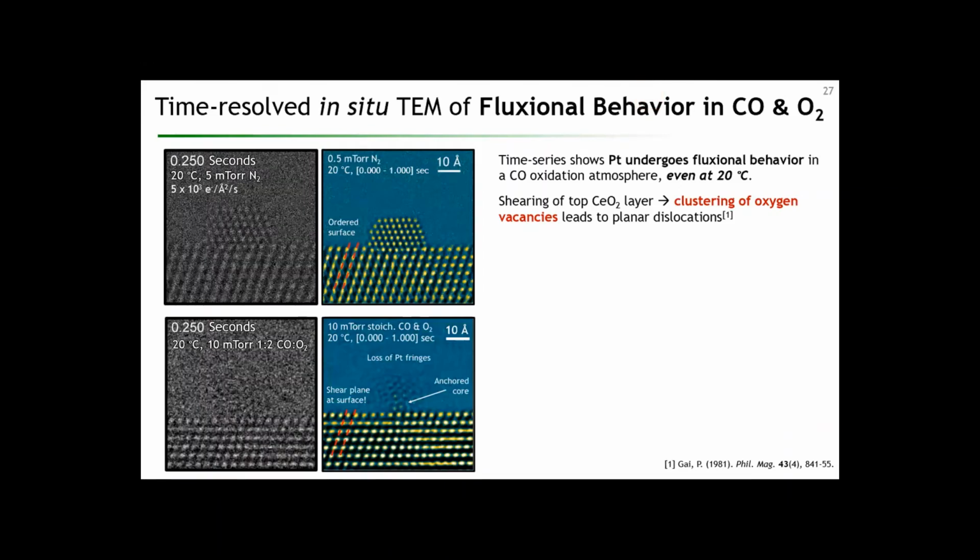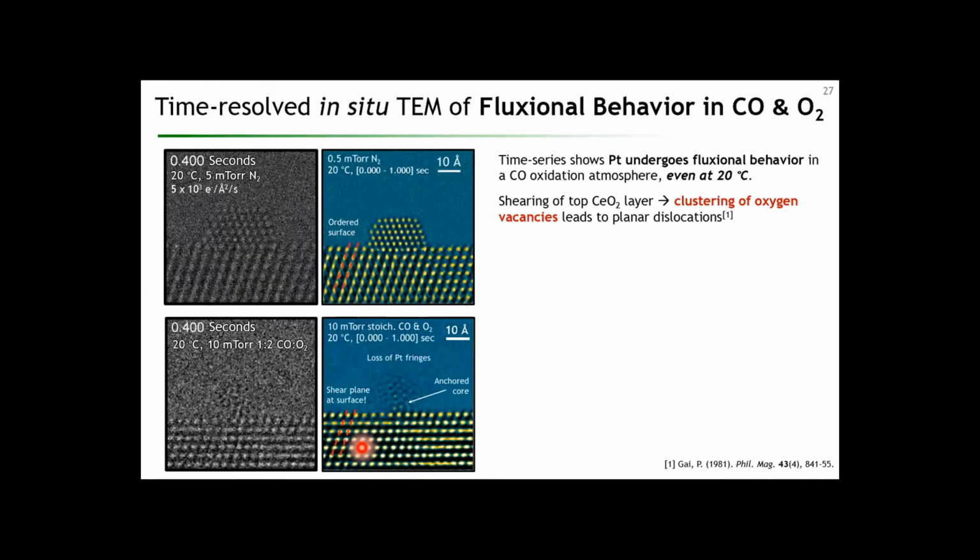In nitrogen, you can see even in the time series, there's very clearly resolved atomic columns. There's a marked degree of stability. And then when we switch the gas atmosphere to CO and oxygen, the particle behaves completely differently. A couple of important things that I want to point out are that in nitrogen, you can see that the surface and the bulk lattice are well aligned.